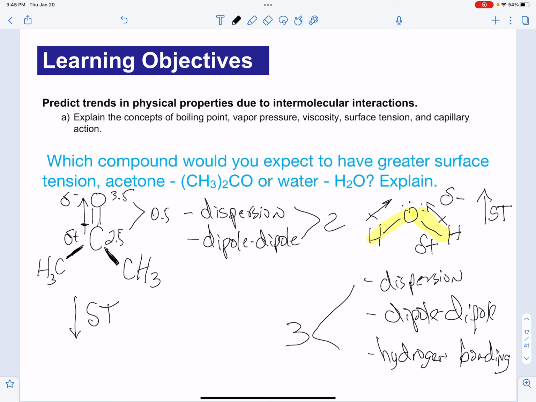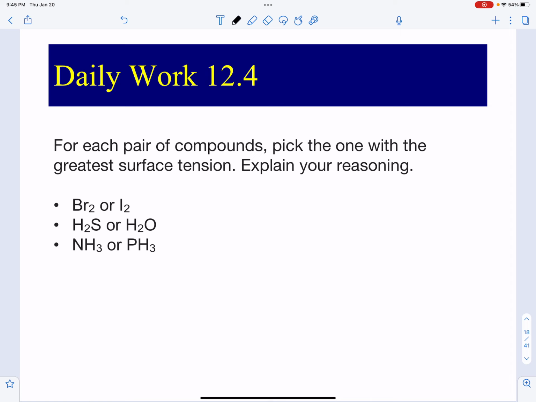So once more, an analysis of the properties of the molecule tells us which molecule-to-molecule, or intermolecular, force should be present. Everything has dispersion. To be a dipole, you have to be polar. And then if you have HF, HO, or HN, then the molecule can also do hydrogen bonding. So this is your daily work. Three answers for each pair.